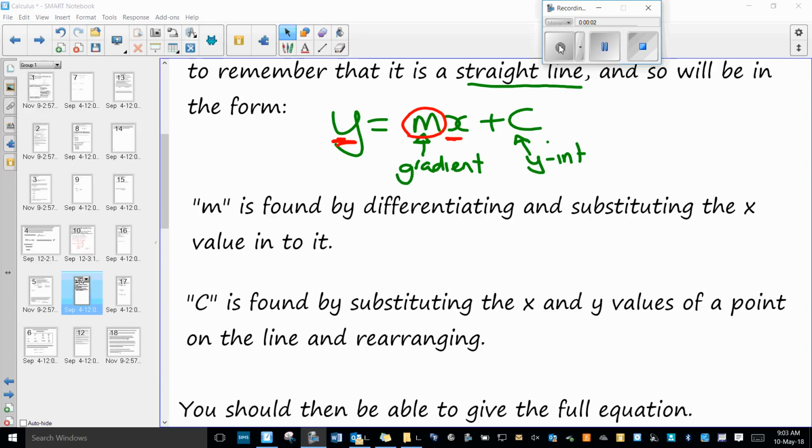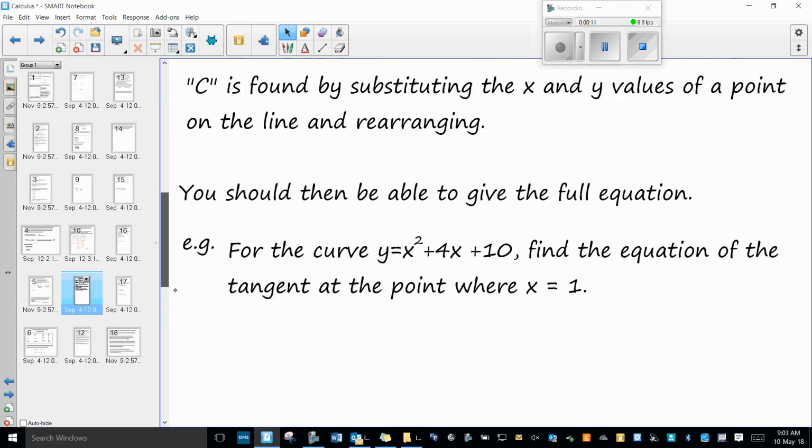Differentiating and substituting the x value in, and then c is found by substituting the x and y values of a point on the line. Okay, lovely jubbly. So you should be able to give the full equation.